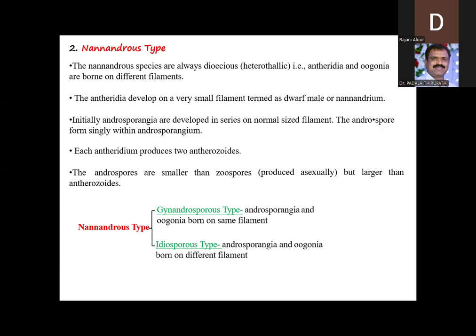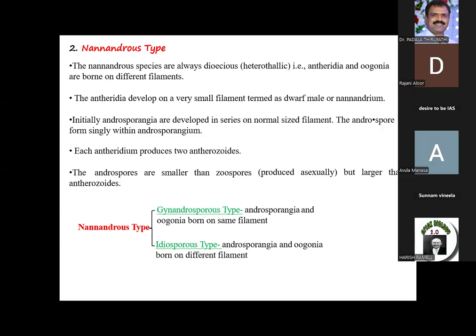In the Nanandrous species, in the development of androspores, the androsporangia are of two types: one is Gynandrosporous, the second is Idiandrosporous. What is Gynandrosporous? If the androsporangia and oogonia are formed on the same plant, that is called Gynandrosporous. Example: Oedogonium concatenatum is the best example for Gynandrosporous.